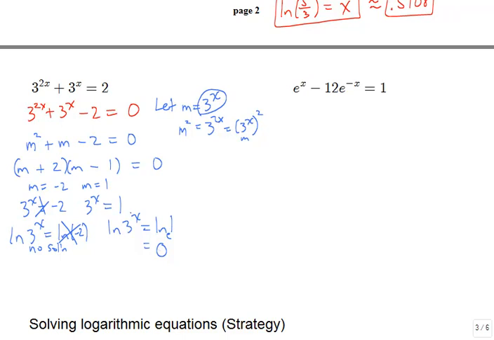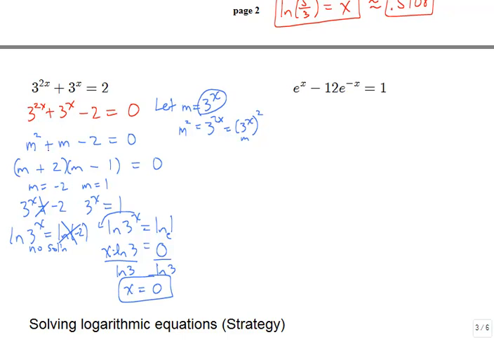On the left side, using those properties of logs, I can bring this x down, and to finish solving for x, I can divide both sides by that ln of 3. And 0 divided by ln of 3 is just 0. So my only solution is x equals 0.